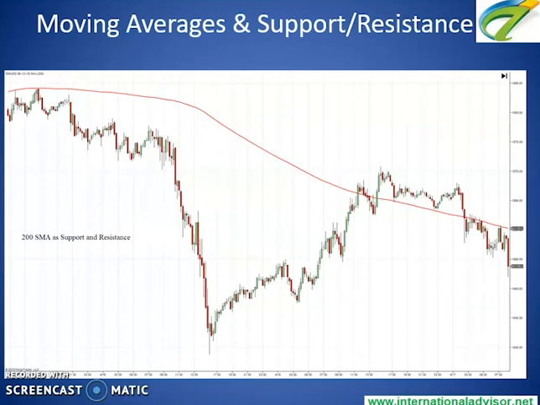Now this is 200 SMA. Here you can see this is acting here as resistance and here as support. Again, once it's broken, it's behaving as resistance. So higher time frame moving averages like 100 and 200 SMA can act as support and resistance as well.